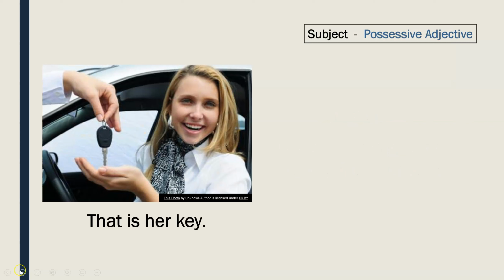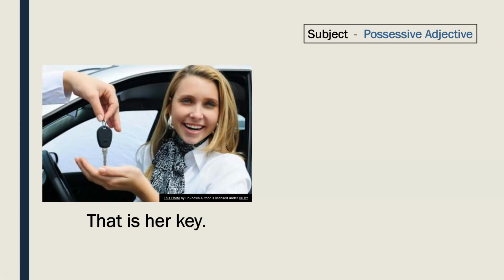Okay, so here we have the words subject and possessive adjective. In this picture you see a woman with a key and a new car. This key is for the woman with the white shirt. So we can say that is her key. Her key. That's the possessive part, the word her. I cannot say that is she key. That's not correct. That's the subject. So that's what we're practicing, these words that go in front of the noun.